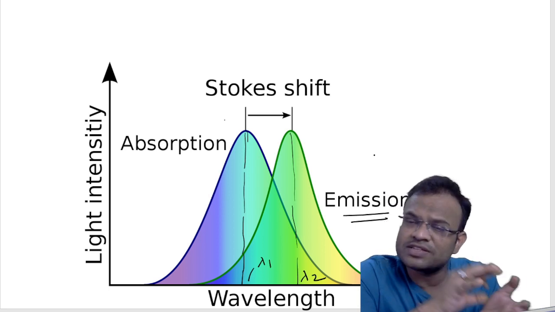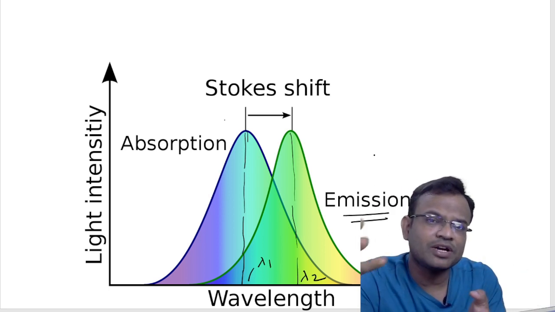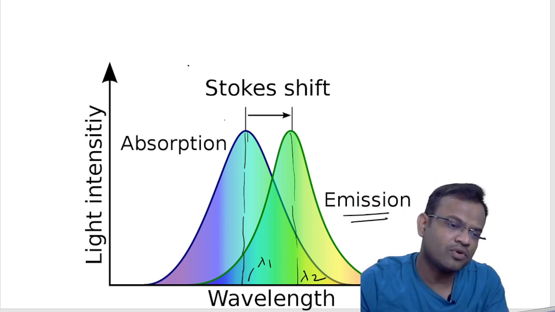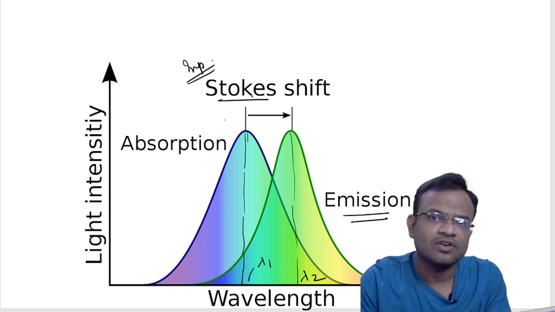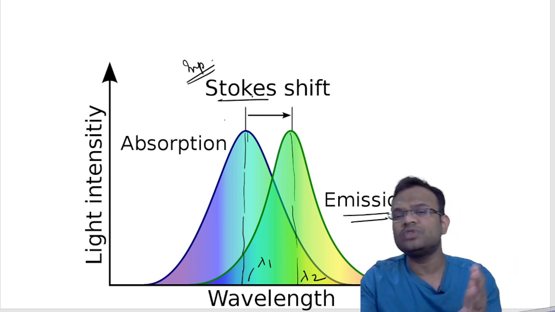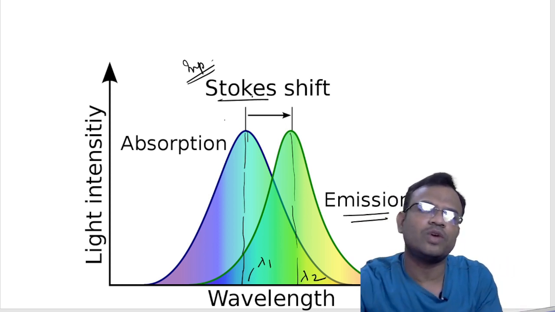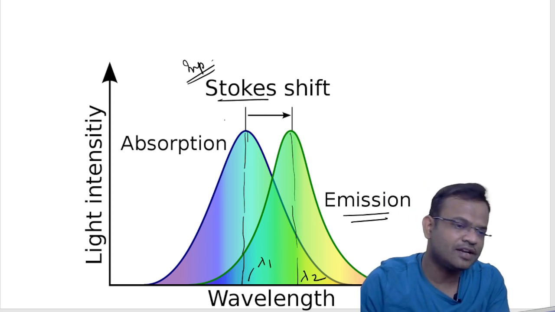Now this difference in the wavelength in case of fluorescence is given a particular name called Stokes shift. Very important. It is called Stokes shift. This shifting of the wavelength from the lower wavelength to the higher wavelength, or incident wavelength to the emitted wavelength, is called Stokes shift. Let us move on to the next slide.